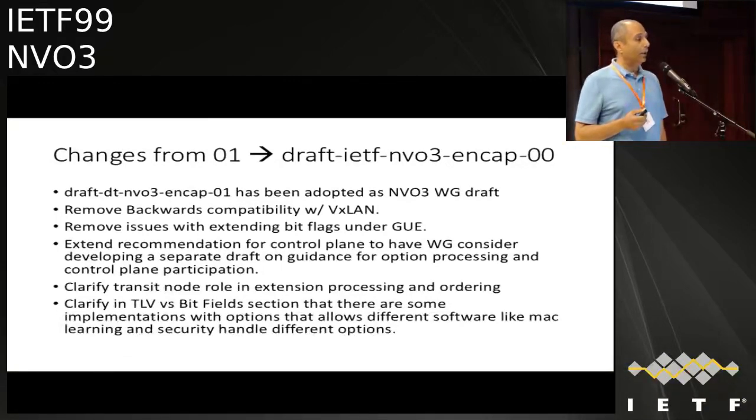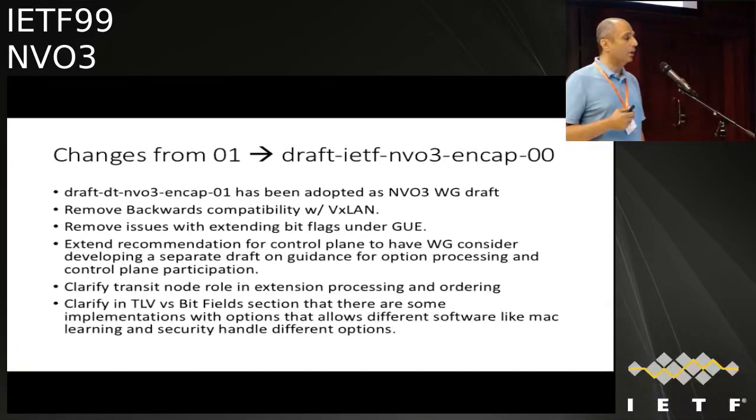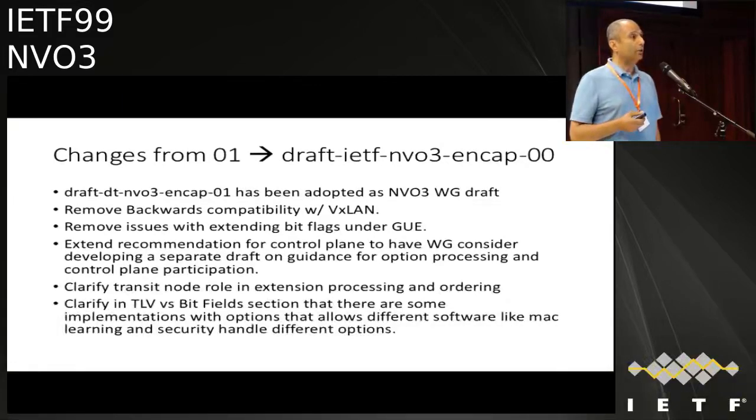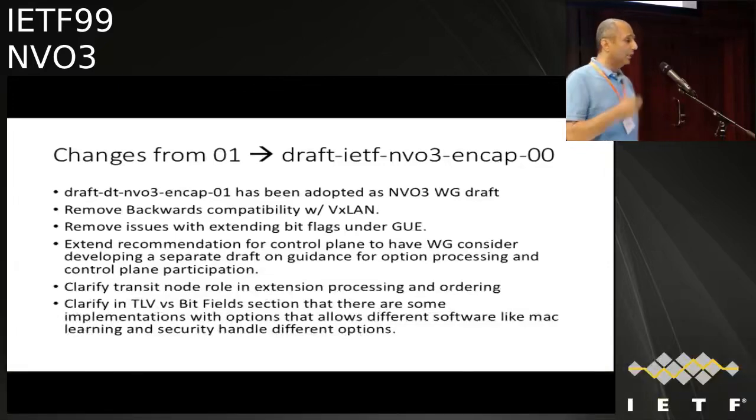The other thing we removed is the issues with extending the bit flags that was under GUE as well in the draft. Then the following changes are more additions or clarifications to the document. For example, we added a recommendation for the control plane to have the working group work on a draft for guidance on how the control plane would help in option processing, as well as ordering and option size, and the next protocols that could be signaled with Geneve using the control plane. So the control plane participation in general was that this is a dynamic or a centralized control plane.